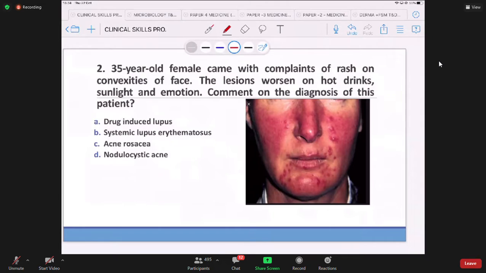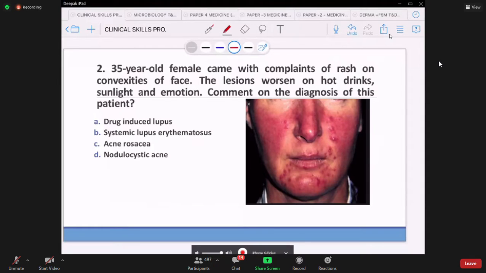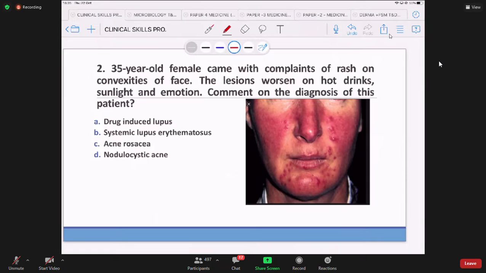Let's look at the next question, guys. I think that's pretty straightforward. This is a lady, 35 years, female, and she's come with a rash on the convexities of the face, you can see, and the lesions are worsening with hot drinks and sunlight and emotion. So he says, what is the diagnosis? Now, in these circumstances, a lot of people might think in terms of possibilities of one.